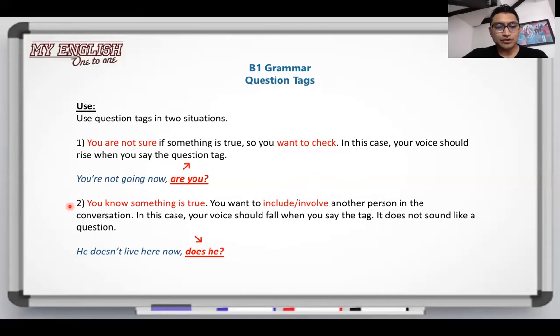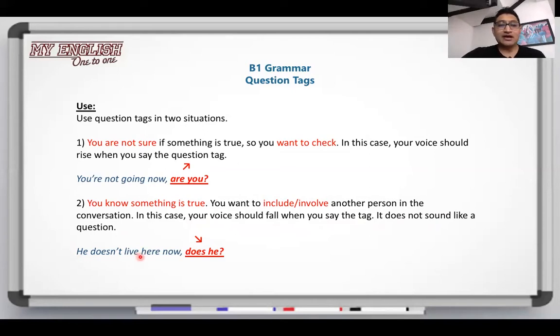Number two, when you know something is true, you want to include or involve another person in the conversation. In this case, your voice should fall when you say the tag. It does not sound like a question. For example, he doesn't live here, does he?